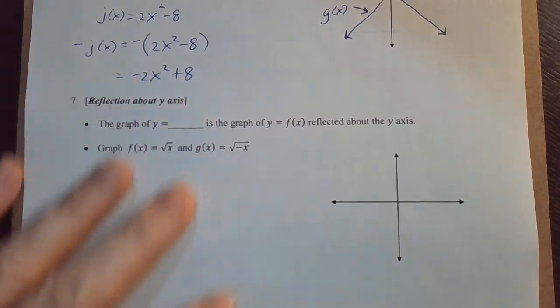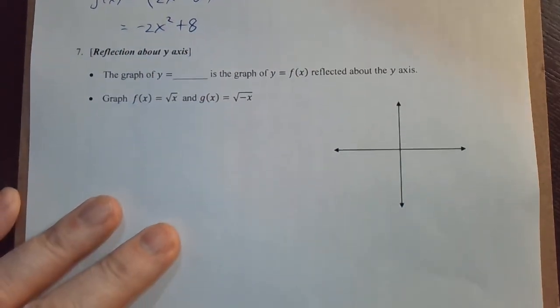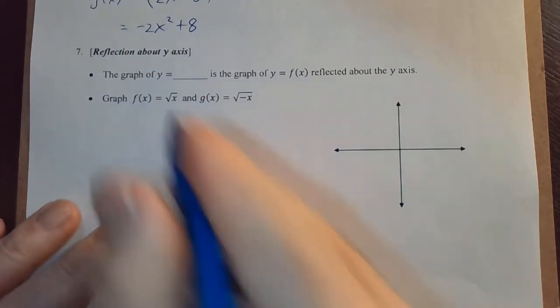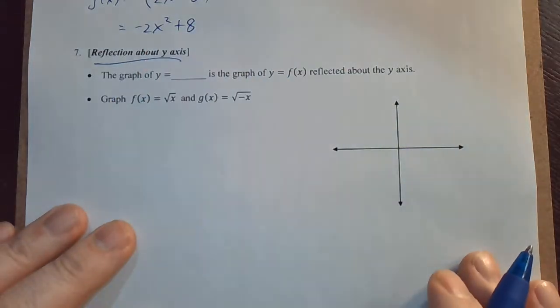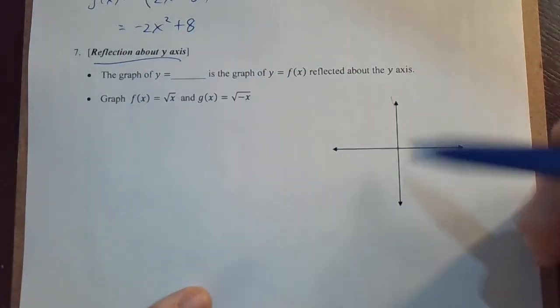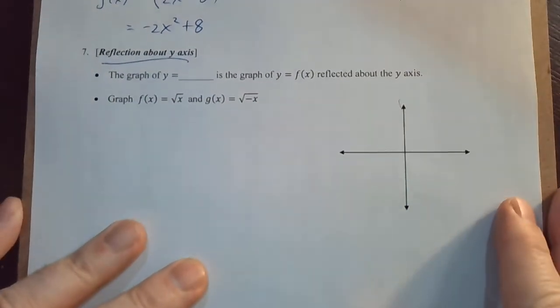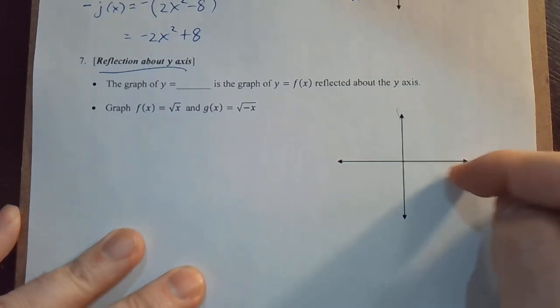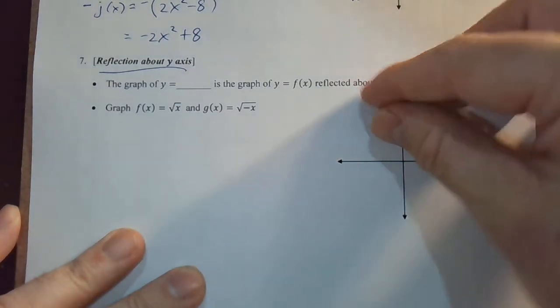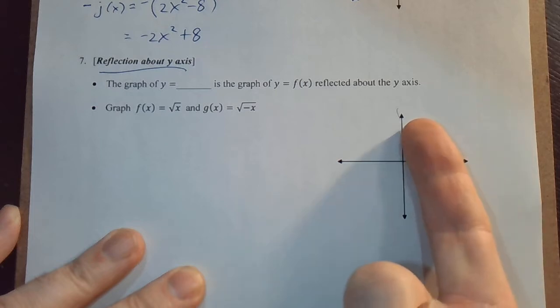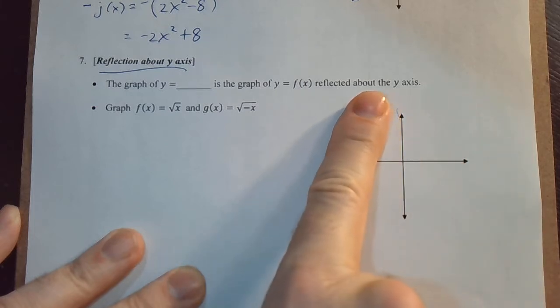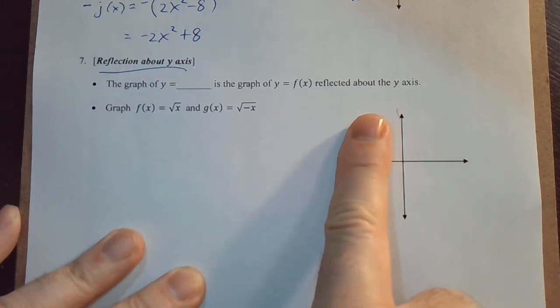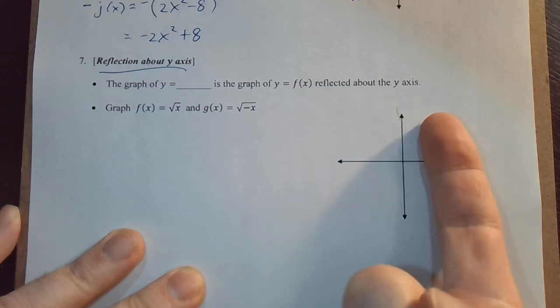All right, the next one is reflection about the y-axis. So here's the y-axis. Now instead of rotating it around the x-axis, we're going to spin it around this axis. Everything that starts out on this side will now be a mirror image on this side.